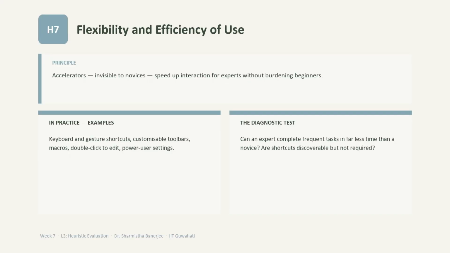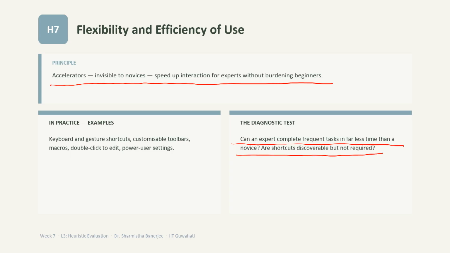So, the principle over here is accelerators, invisible to novices, speed up interactions for experts without burdening the beginners. So, here the diagnostic test that we do is, can an expert complete frequent tasks in far less time than a novice? Are shortcuts discoverable but not required?